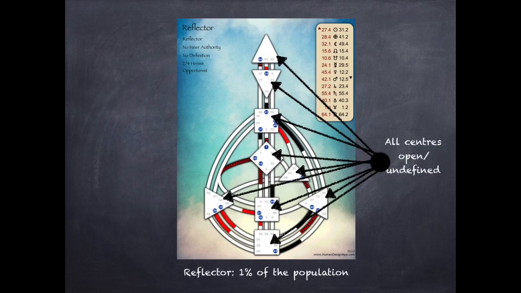So if you look at the body graph of this reflector, you'll notice that all the centers are white, or there's no color, which means they're all undefined or open. What that means is the reflector has all hanging gates, also called half channels. And because of this, electromagnetics are even more important for a reflector than all other types, because electromagnetics and also planetary transits are the only way a reflector gets any definition in their chart.